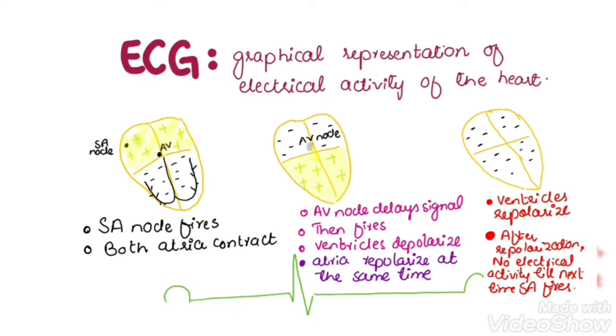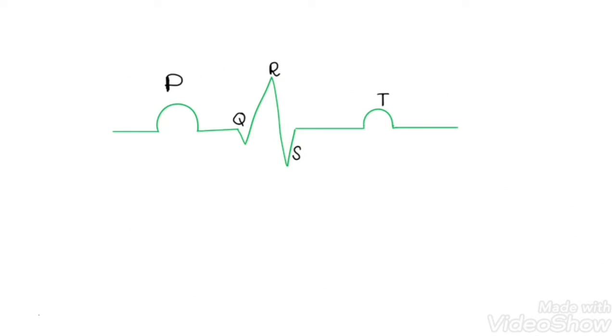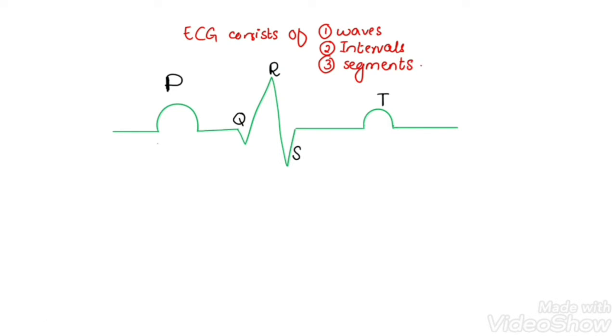These phases of the heart are shown by the following P, Q, R, S and T waves. The PR segment shows AV nodal delay. An ECG consists of three parts: waves, intervals, and segments. The difference between an interval and a segment is that an interval includes a wave within it, whereas segments do not. So there is a PR interval and a PQ or a PR segment.